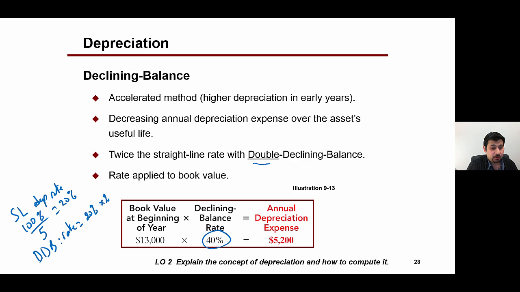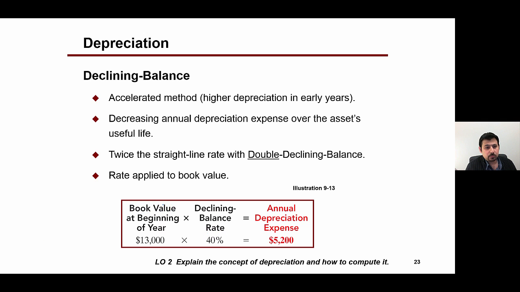At this point, it will be 40%. Here, however, the amount that will be depreciated is the book value. So we do not depreciate the depreciable cost. Here we are using the book value. Remember, with the straight line method and units of activity, we use the depreciable cost, whereas with the declining balance method, the rate is applied directly to the book value.